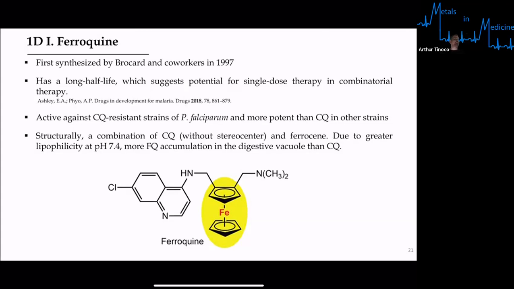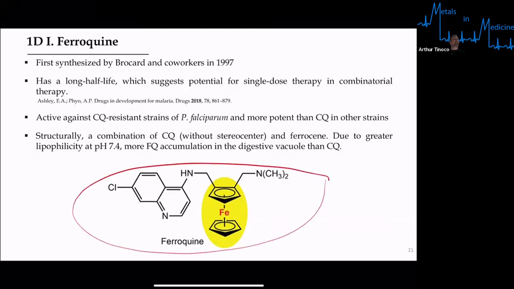So again, structurally, this is a combination of chloroquine with ferrocene. And so it's believed that due to its greater lipophilicity at pH 7.4. So lipophilicity is basically a measure of the potential of that particular compound to partition between the aqueous environment or more of the lipid environment. So the higher the lipophilicity, within reason, would suggest that you would have greater permeability. So a compound like this, based on its mass and size, is something that could potentially be cell permeable, and it is observed to be more lipophilic than the parent compound, and this is defined at a pH of 7.4. So it is proposed that because of that lipophilicity, it may have a greater accumulation within the digestive vacuole than chloroquine itself.